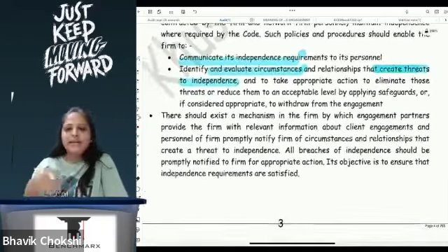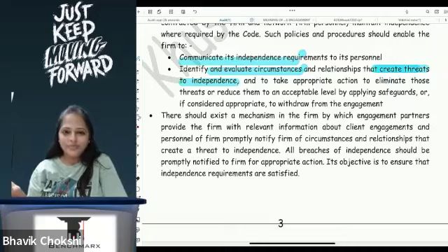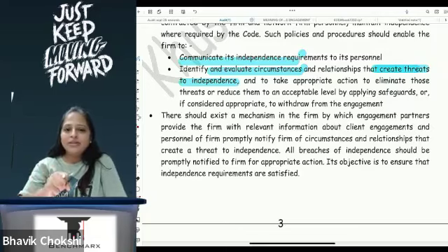Also, I should be training my employees that whenever there is any threat to independence, or when you come to know about it, say for example, my junior who is going for auditing to the company falls in love with the accountant there. So now there is an independence threat. So here it is the responsibility of the people in the firm to communicate, sir, this is happening, and please ensure that she is not involved in this particular assignment, because there is a breach of independence.